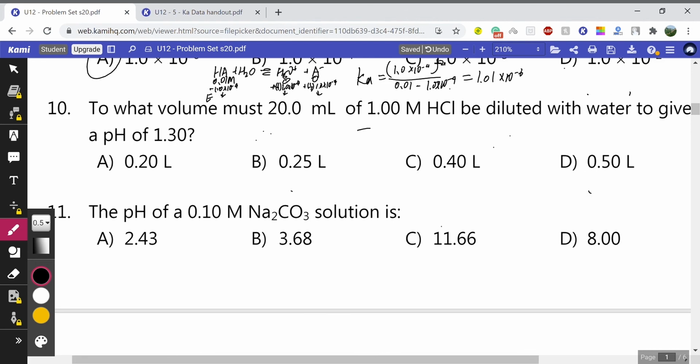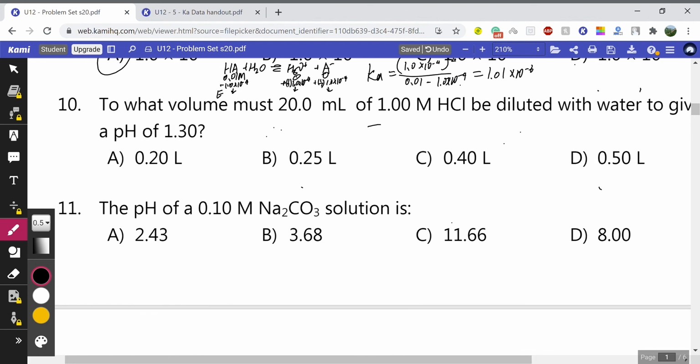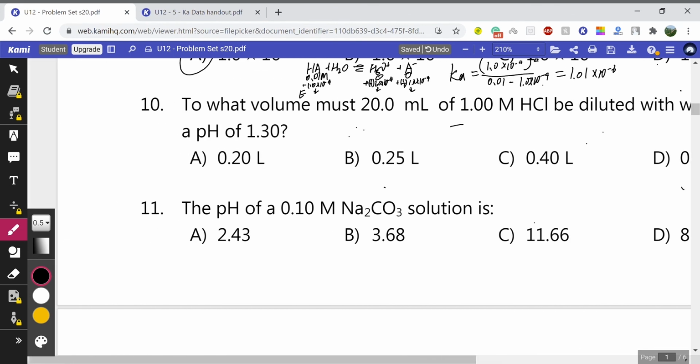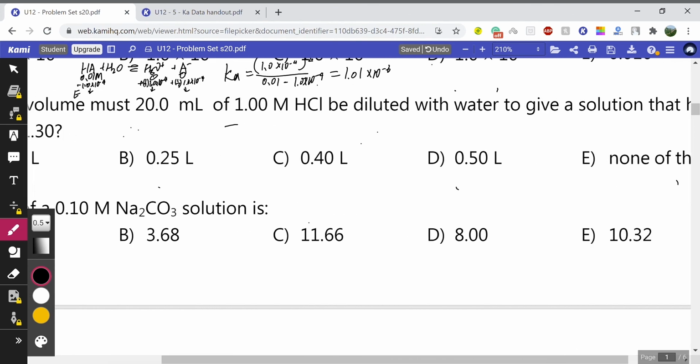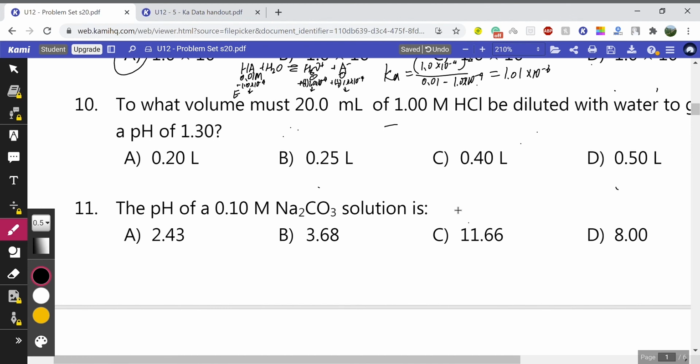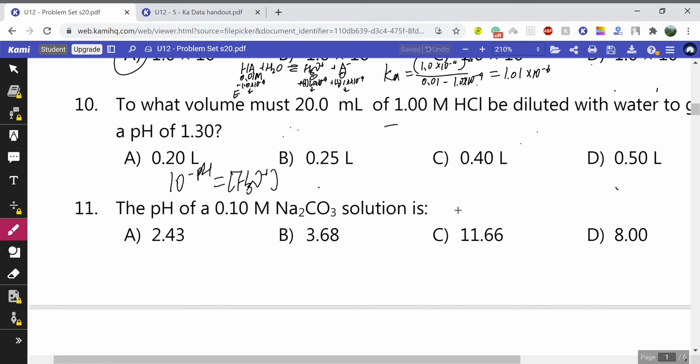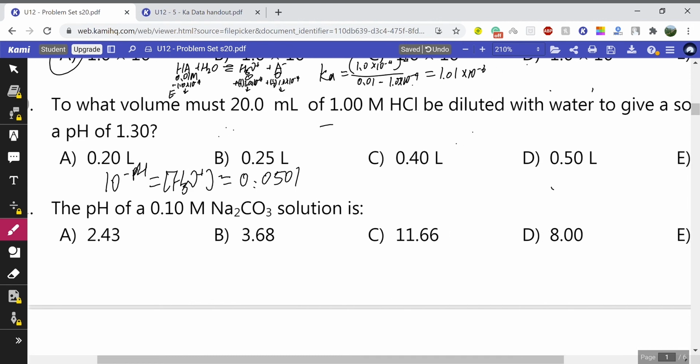Now number 10, what is the volume to get 20 milliliters of that to be diluted when the solution has a pH of 1.3. Now the pH is 1.3, and 10 to the negative pH power is going to be the concentration of H3O plus. 10 to the negative 1.3 is going to give us the concentration of 0.0501.